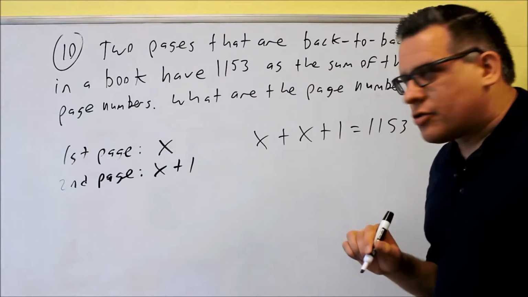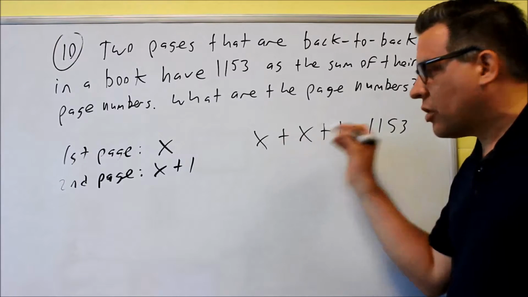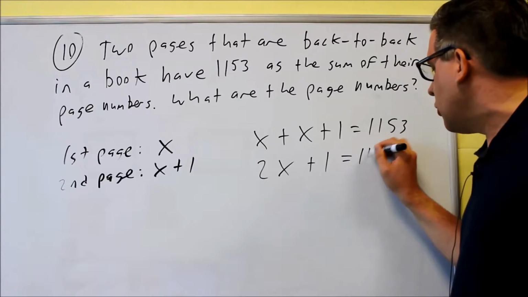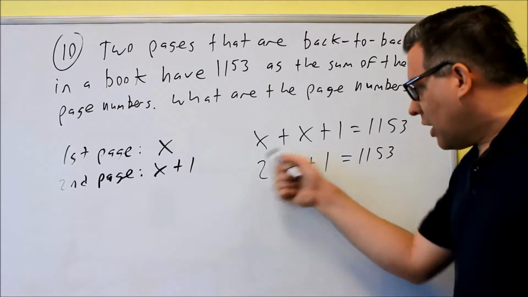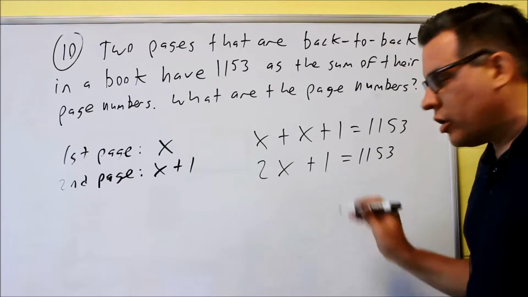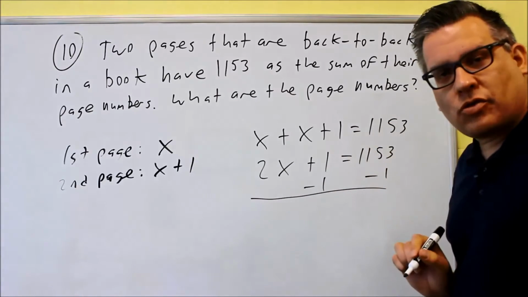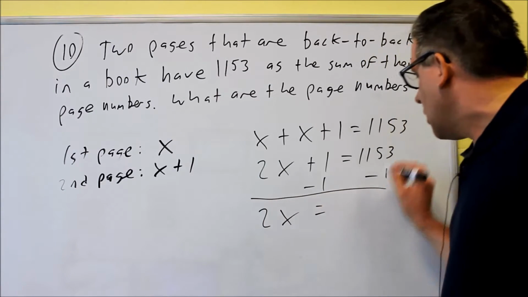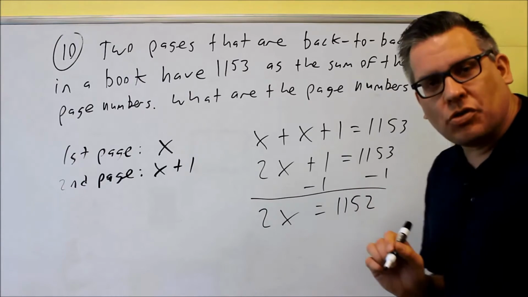Now we're going to combine like terms. The like terms, you have a 1x and I have a 1x. So 1 plus 1 is 2, so that'll give me a 2x. 2x plus 1 equals 1153. Alright, then we're going to isolate the x, so we got to get rid of the 1. We're going to subtract 1 from both sides. We want that to add up to a 0. We always do the opposite operation, so 2x equals 1153 minus 1, that's going to be 1152.